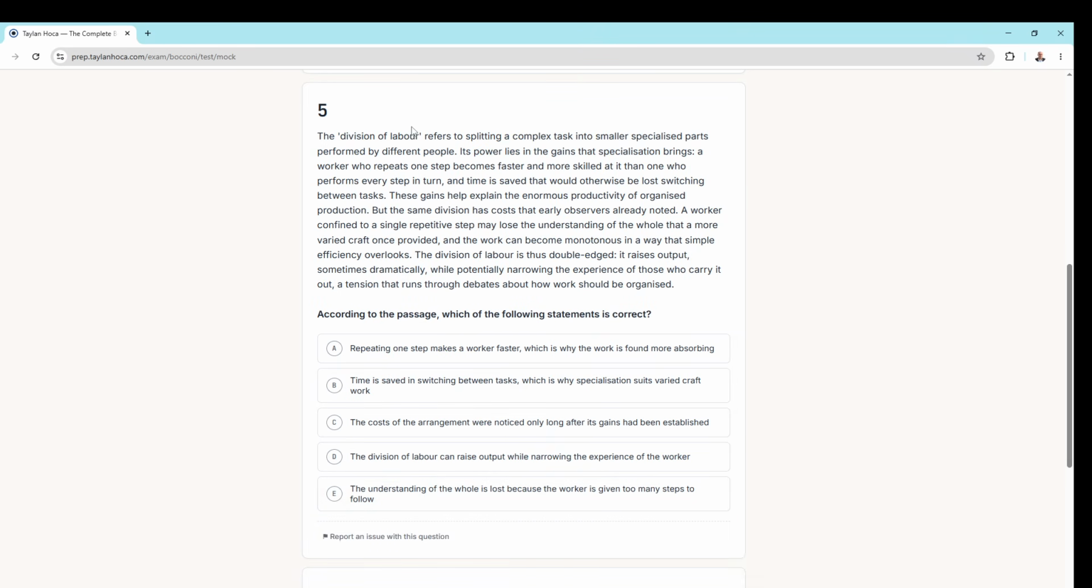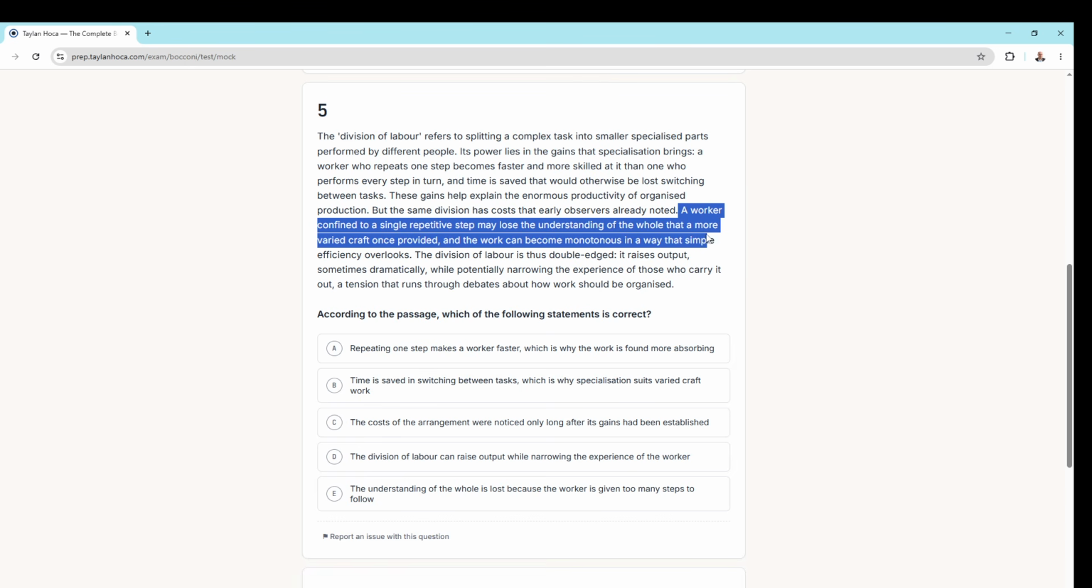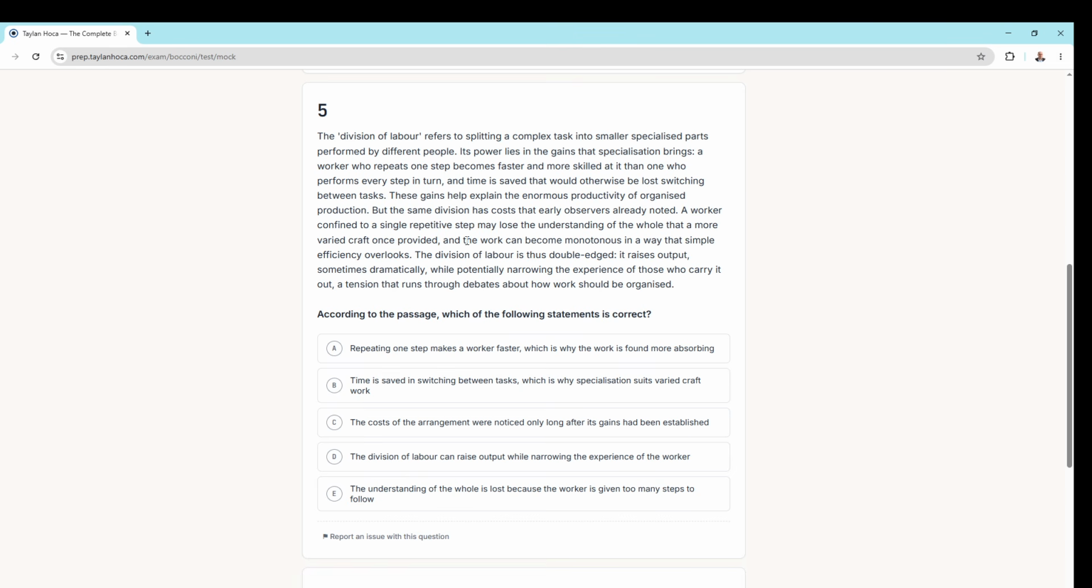Okay, let's check. The division of labor refers to splitting a complex task into small steps. Its power lies in the gains that specialization brings. So what was said about can raise output while narrowing the experience of the worker? I think this seems true, but let's check the narrowing thing. These gains help explain the enormous productivity. But the same division has costs early. Observers already noted a worker confined to a single repetitive task may lose the understanding of the whole, what a more varied craft once provided. So the worker specializes a lot, and the work can become monotonous.